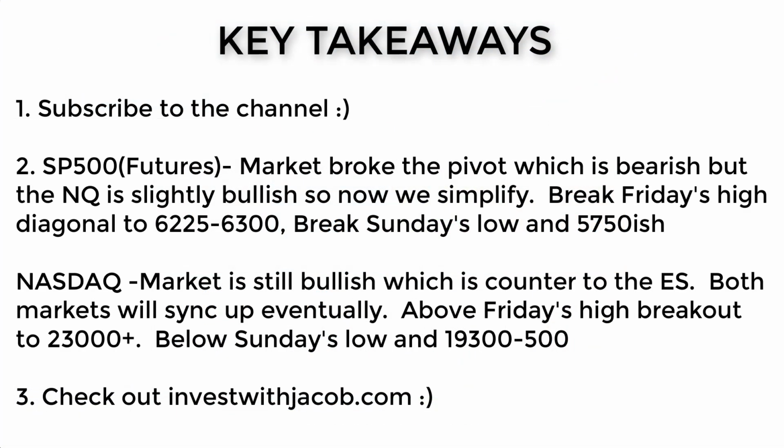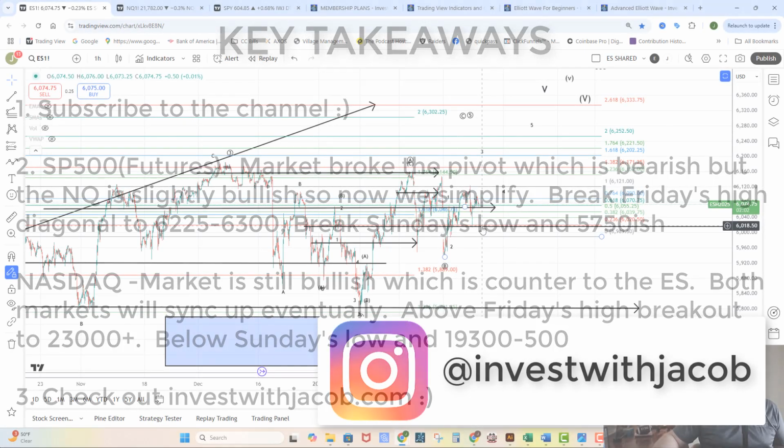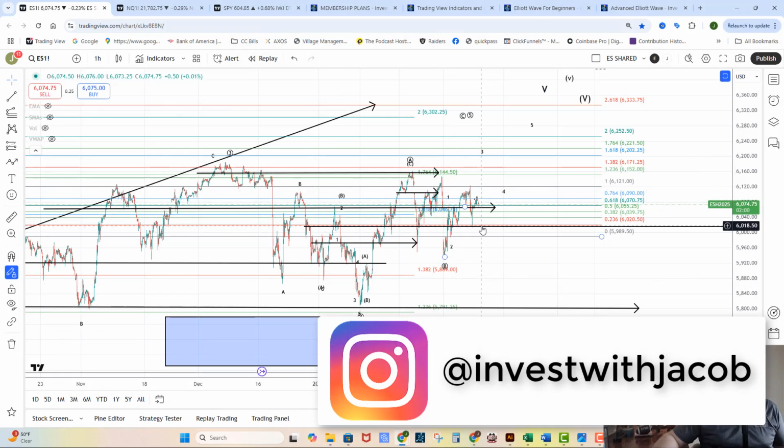All right, our key takeaways for today. We are in a bit of a no man's land because of the 2 charts pointing in opposite directions. The ES is a little more bearish. The NQ is a little more bullish. Somebody's not telling the truth. So we're either looking for the bears to take control and push us down below Sunday's low to confirm that we're breaking down, or the bulls to take control and push us back over Friday's high, which would signify that we are in more of a diagonal approach towards 6220 to 6300.